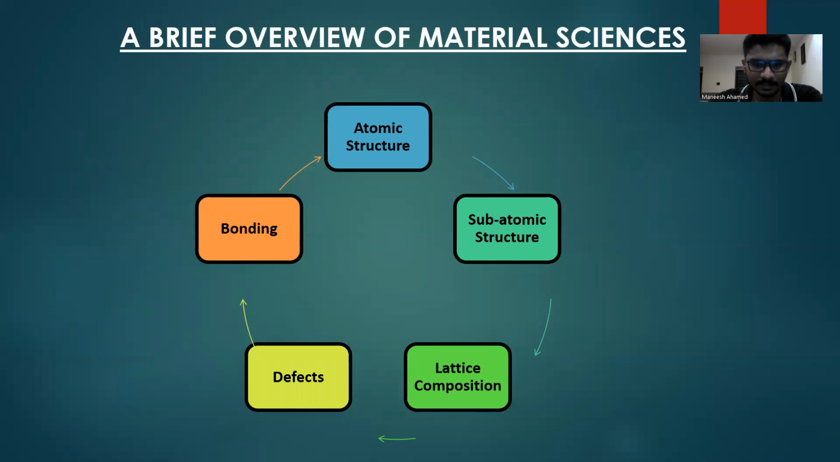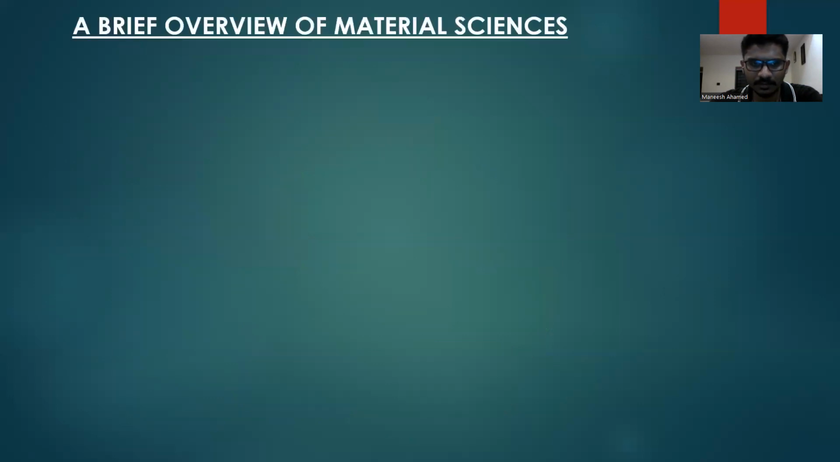So any material has an atomic structure and also a subatomic structure, and on the higher end it has a lattice composition, and the lattice has certain defects, and there is bonding between molecules. This is the basic structure of every molecule or substance which is present in the entire universe.